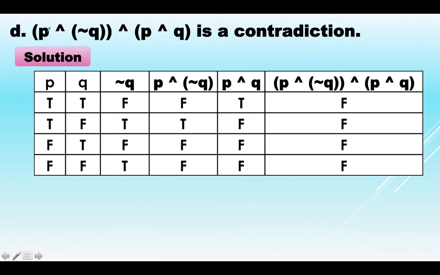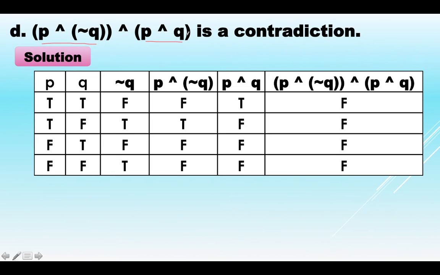And P conjunct negation of Q. Pag sabing conjunct, only true is true. Tama? So, we have TF, so false. Double T, so it's true. FF is false, and FT is false. So, we only have one true. For the P disjunct Q, okay, next parenthesis. So, we're done with the first parenthesis, so we answer the next.